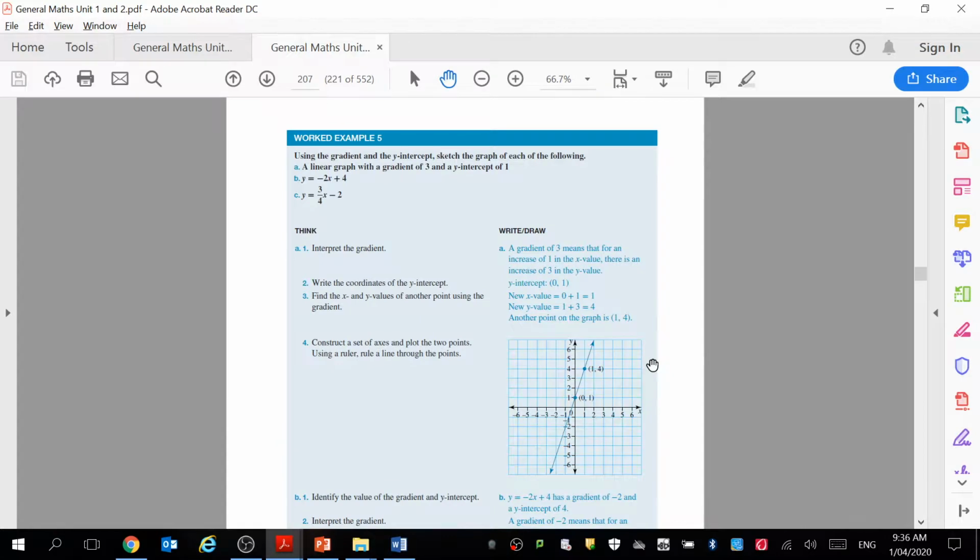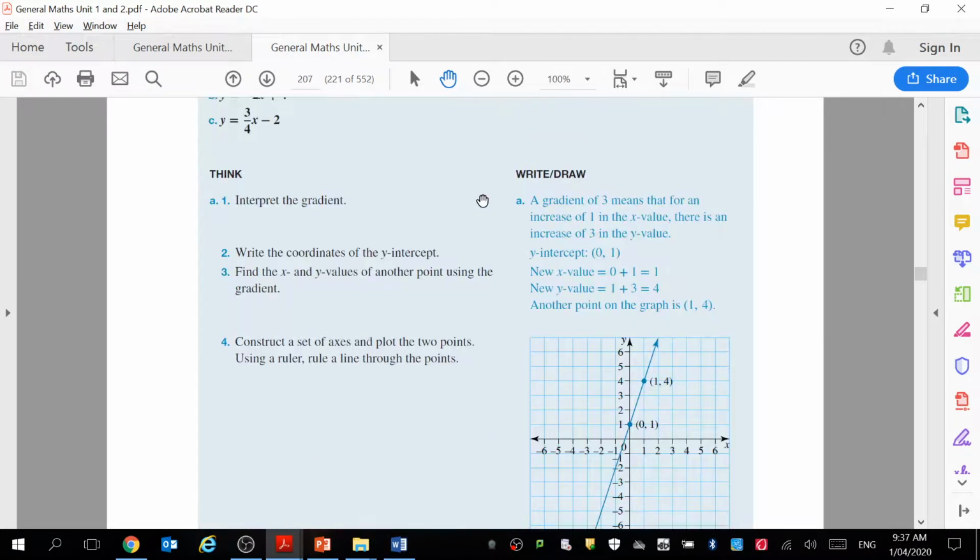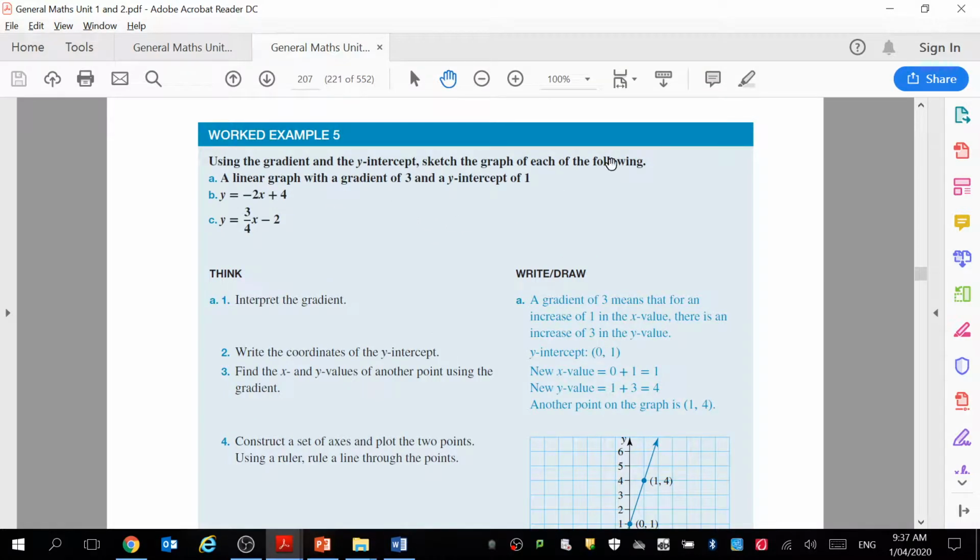Now, going forward, I believe I've got one. I'll just double check. No, two maybe. So I'll just do one of these using the gradient and y-intercept method. So I'm just going to copy this in.